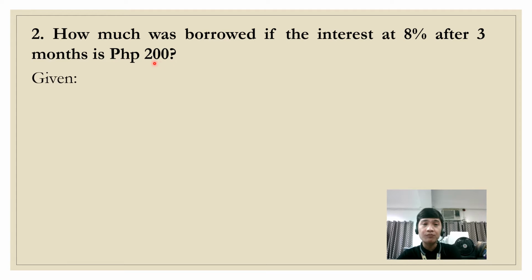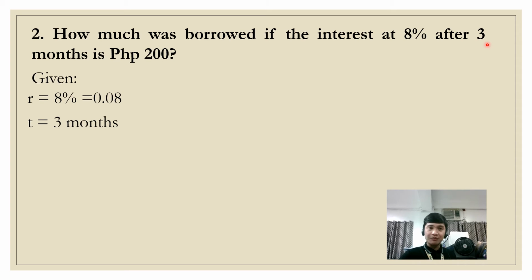So, our given, kung titignan nyo po, ang unang binigay dyan, rate, 8%. So, i-convert natin yan sa decimal form. So, moving 2 decimal places to the left, that is 0.08. After 3 months, so that is your time.